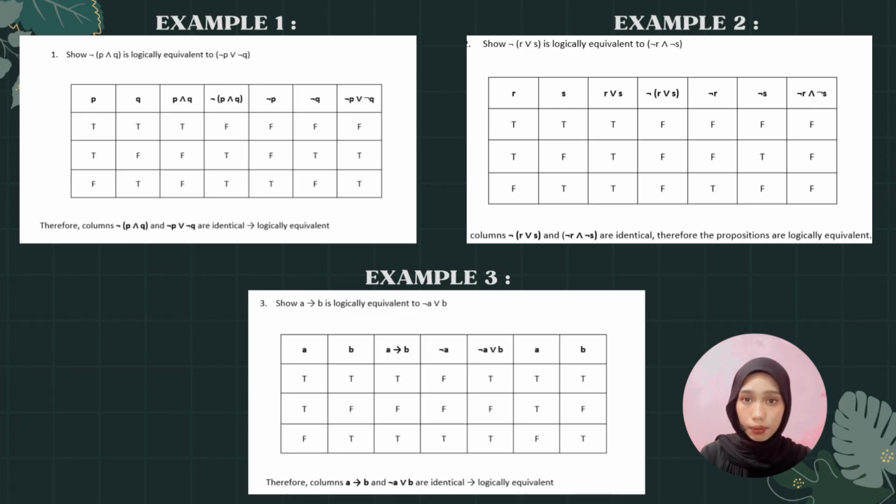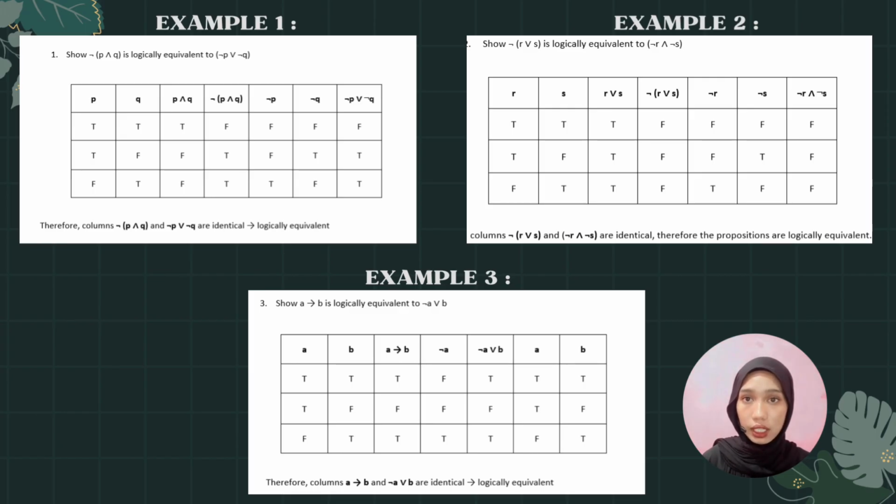Similar to the first example, we create a truth table with columns for R, S, R or S, negate R or S, negate R, negate S, and negate R and negate S. We complete the truth table to compare the outcome of both expressions. The columns for negate R or S and negate R and negate S have exactly the same truth values in every scenario, proving they are logically equivalent.